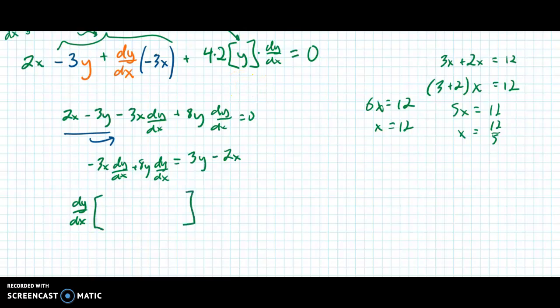I'm going to write dy/dx. I'm going to make a bracket, and then I'm going to rewrite this right-hand side right here: 3y minus 2x. So to go from this step to this step, you need to figure out what I would need inside the bracket to make this line right here the same as that line right there. And I think you should see that I would need a negative 3x plus an 8y. Because if I were to distribute this dy/dx in, I would get that line out. And now it's just like this, 6x equals 12, right? I'm going to divide by the 6. Oh my gosh.